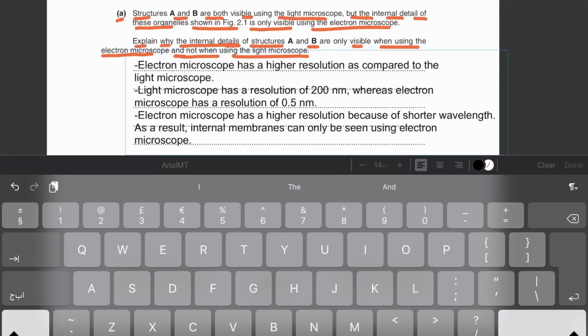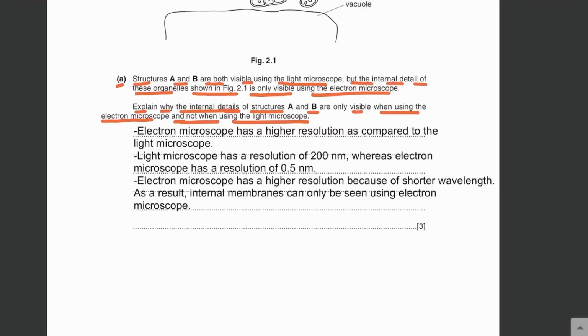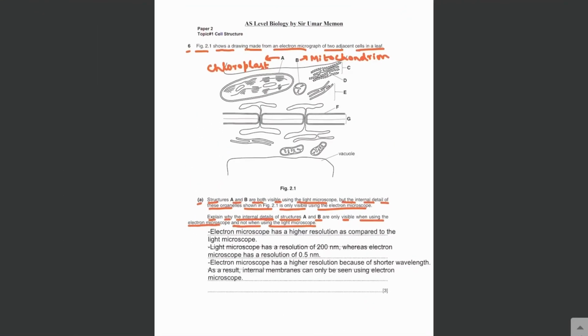Please be careful, you cannot write about magnification in this answer because they are talking about details. Magnification is the number of times you enlarge an object to see the image. We don't write about magnification when the examiner is asking about the details, right? So please be careful, don't write about magnification in this answer. Okay, let's move on to the next question.